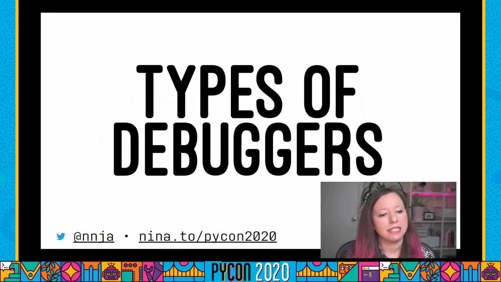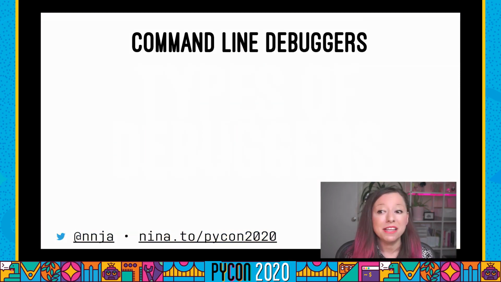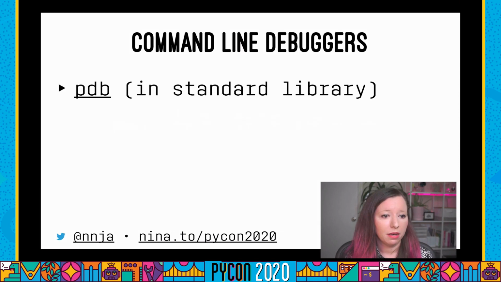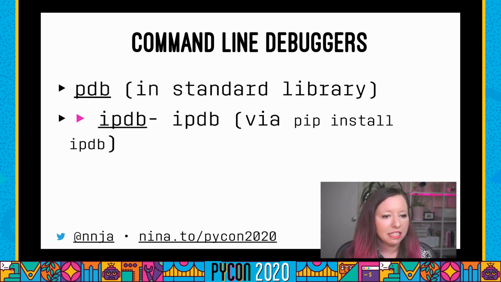Now, there are different types of debuggers. You saw a quick demo earlier of command line debugging. PDB is included in the standard library. It's a great option. It's portable. You don't need to install anything else or configure anything else. But I tend to use IPDB, which is installable via pip, and it offers syntax highlighting and nicer tab complete and some of the other nice features of the IPython package. And that's what I'm going to be demoing in a few minutes.